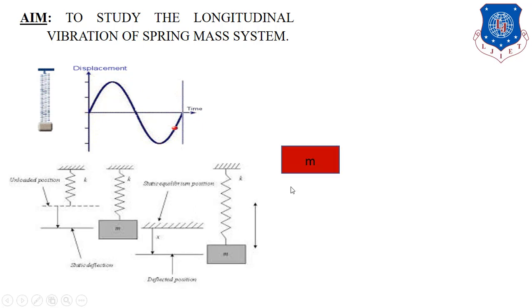If we give the small displacement x, then there is the downward force mg, and the total displacement of the spring is x plus delta, where delta is the static displacement. So the upward spring force is k into x plus delta. Now the inertia force also acts in this system, that is m x double dot.